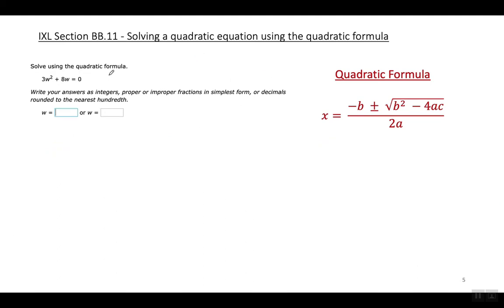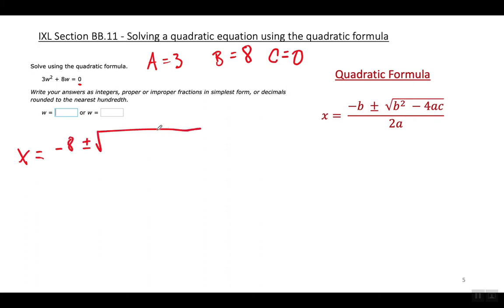All right, next example. Okay, so what I want you to see in this example is that there's no C, so that means that C is 0. So A equals 3, B equals 8, and there doesn't appear to be a C, or if you want to think about C as this number, that's fine as well. But either way you look at it, C is 0. All right, so let's plug that into the formula. X equals negative 8 plus or minus the square root of b squared, so 8 to the second power, minus 4 times a, which is 3, times c, which is 0, over 2 times a, so 2 times 3.